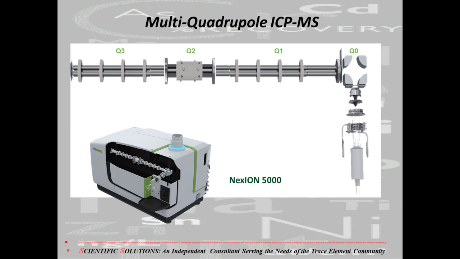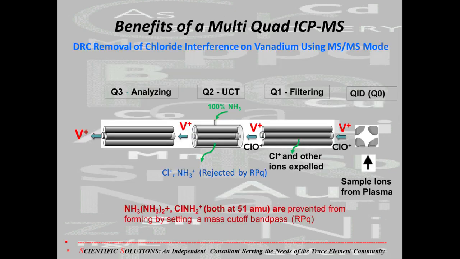An important point to emphasize is that the Q2 quadrupole serves as an active reaction collision cell with well-defined stability boundaries, which means that unlike a passive higher order multipole collision reaction cell, a bandpass can be selected to reject any additional interferences formed by secondary ion molecule interactions between the matrix, the solvent, and argon ions, and the reaction gas or any impurities in the reaction gas.